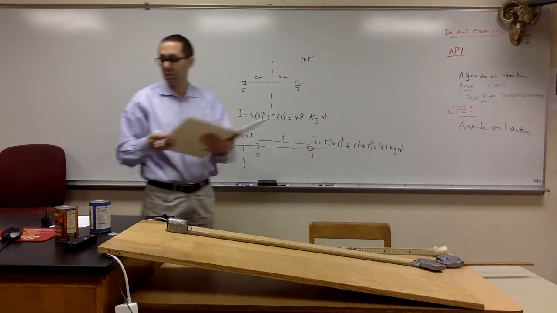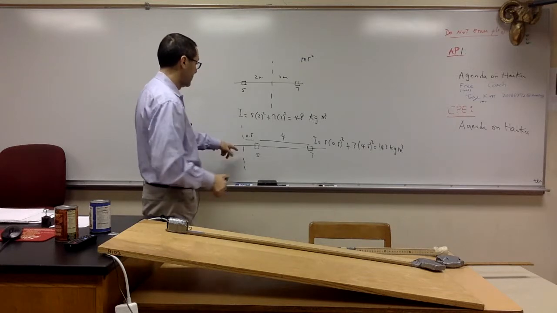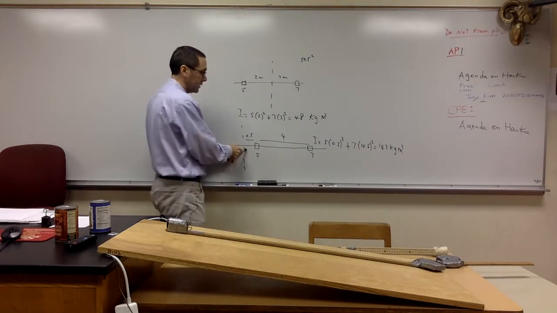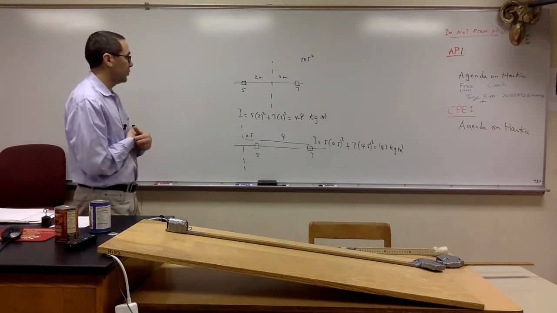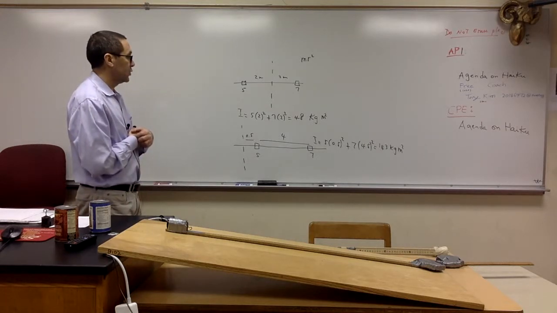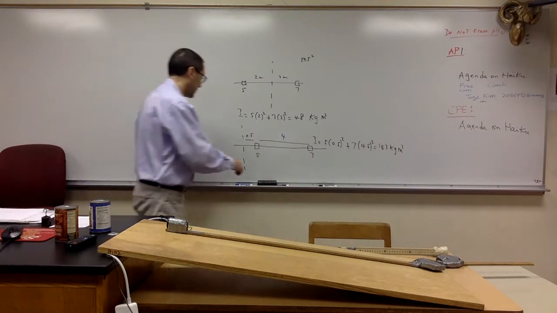So what does this mean? It means that it's harder to rotate the bottom one than it is to rotate the top one. Okay? So the higher the moment of inertia, the harder it is to rotate an object.